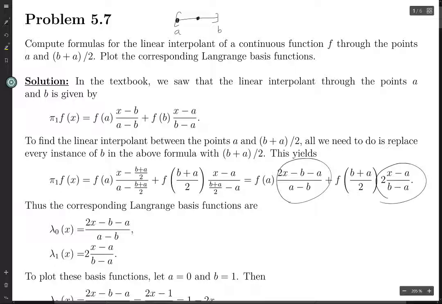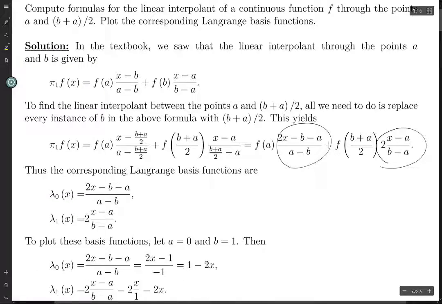And so we want to plot them, and in order to plot them, we're actually going to literally plot this. And so we need to choose points a and b. So let's just go with the easy route. Let's do a equals 0 and b equals 1. I could have done a equals 0 and b equals 2, but that's a little too easy.